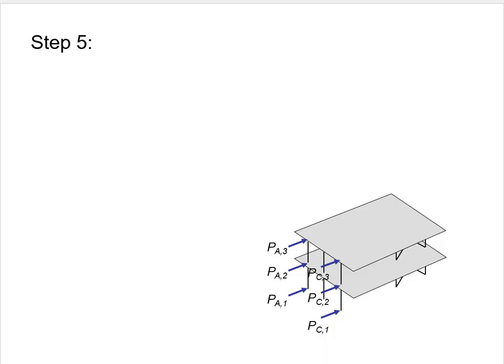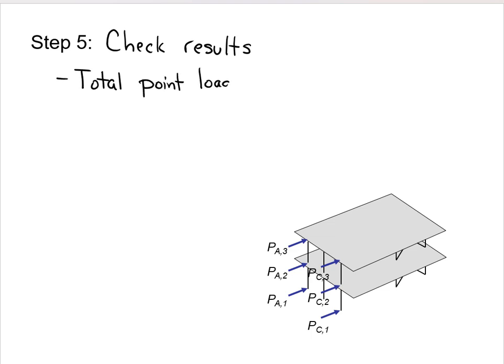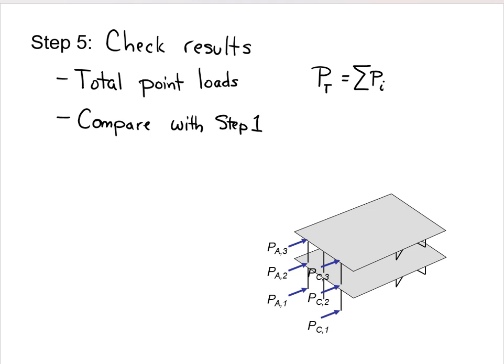Our final step, step 5, is to check our results. To do that, we total all the point forces and compare that total with our result from step 1. The 2 numbers must match. If they don't, we have made a mistake.